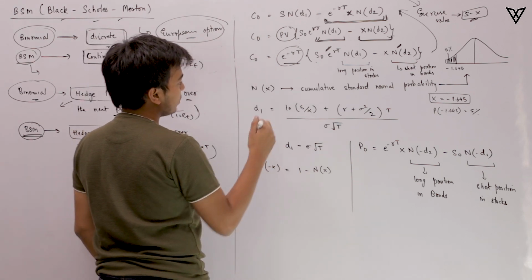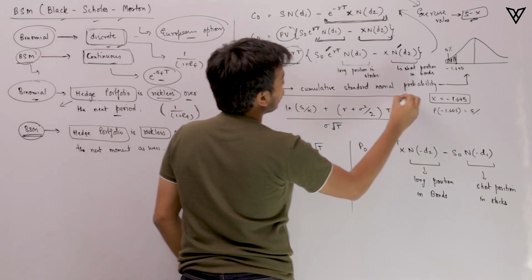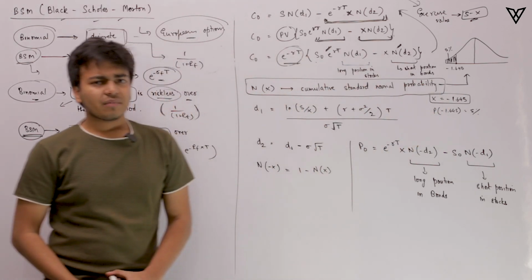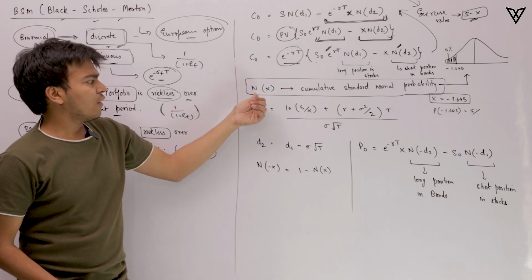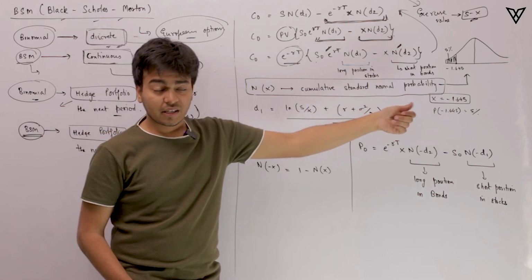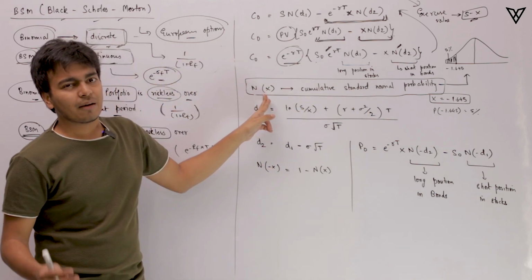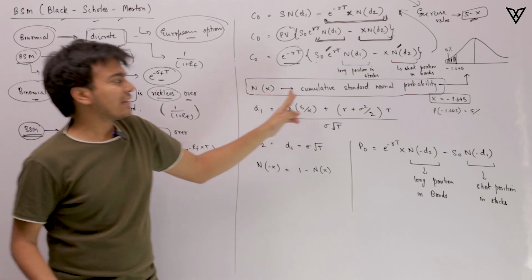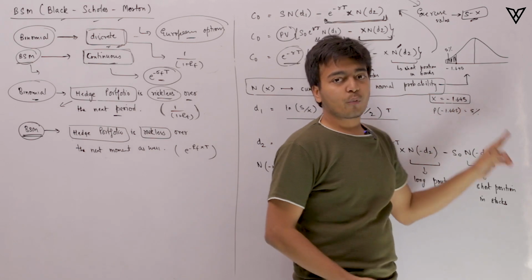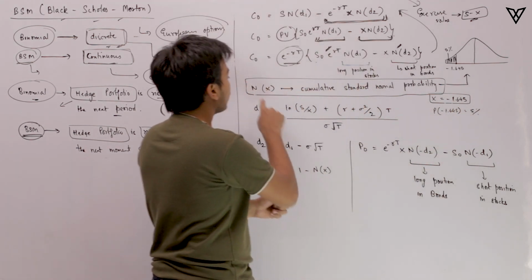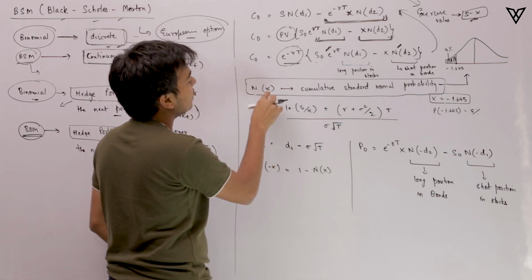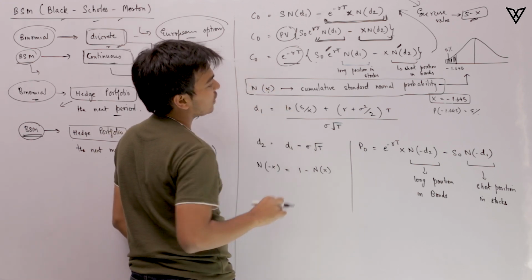ND1, again, let's come to that. So ND1 is nothing but a cumulative standard normal probability. Or, for simplicity, we can use N(x). N(x) is nothing but the cumulative standard normal probability. So x here could be any value. I have taken an example for you. Say, for example, if x is minus 1.645, you put that x here. So the value would be N(-1.645).